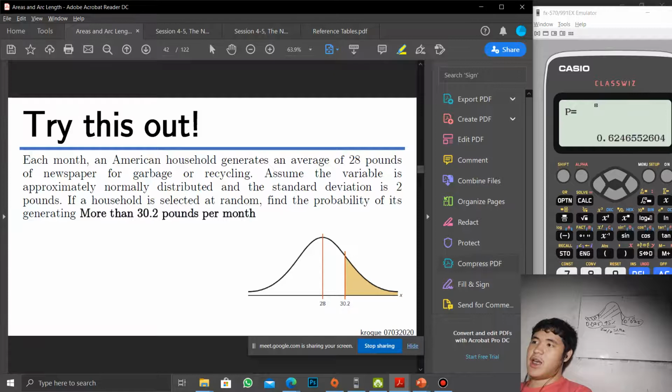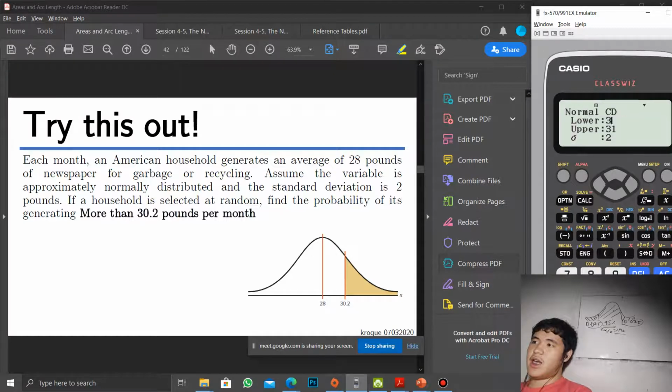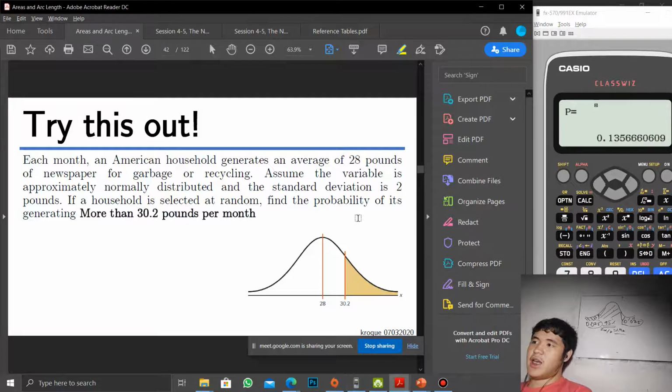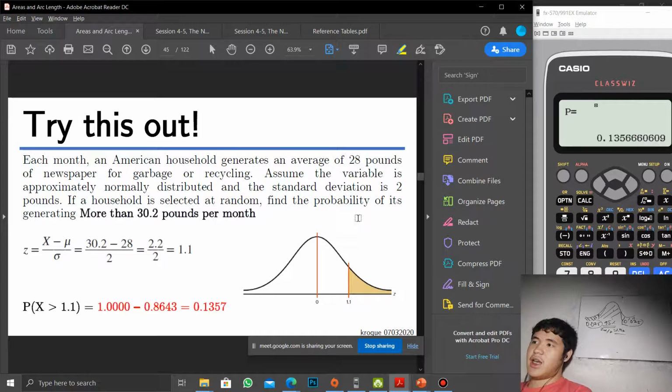Next, more than 30.2 pounds a month. Oh, we get this. 0.1357. There we go.